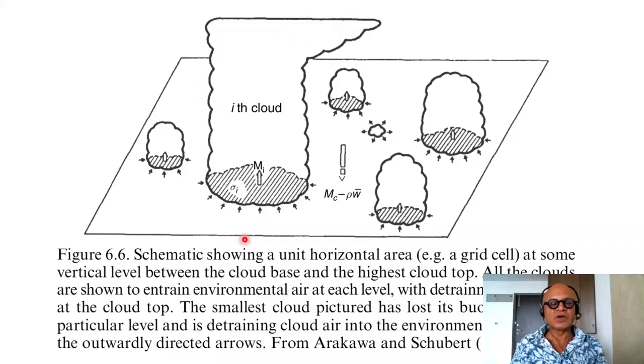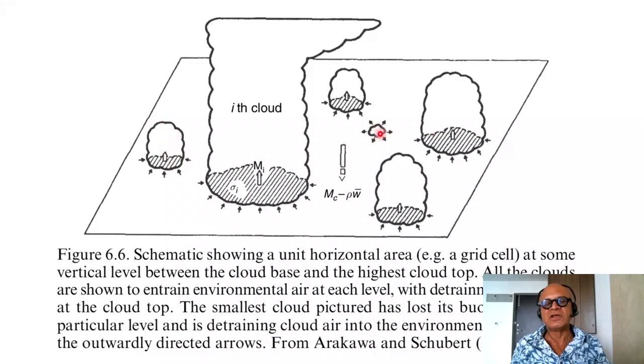All the clouds are shown to entrain environmental air at each level, with detrainment occurring at the top of the cloud. Okay, the smallest cloud pictured has lost its buoyancy, and at this particular level is detraining cloud air into the environment as shown by the outwardly directed arrows. So here you can see that entrainment is happening into the cloud, and there is at some point detrainment happening.